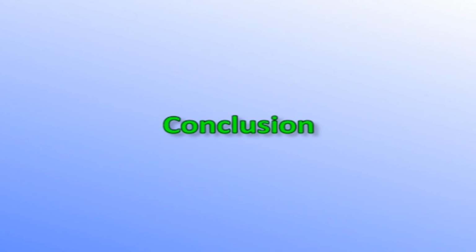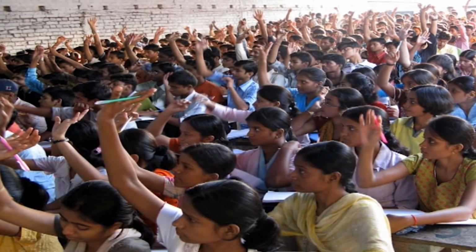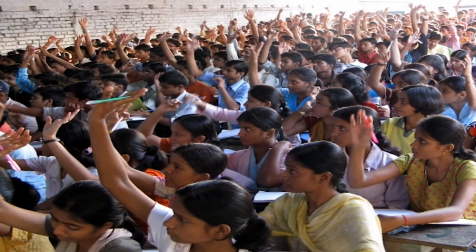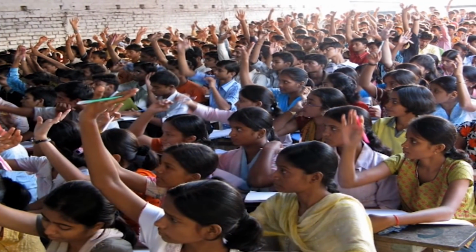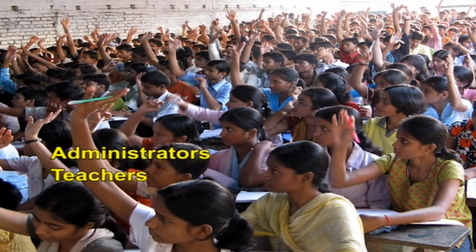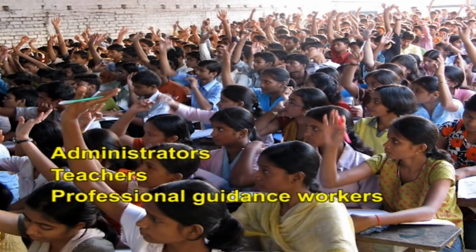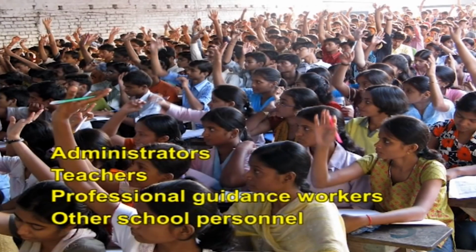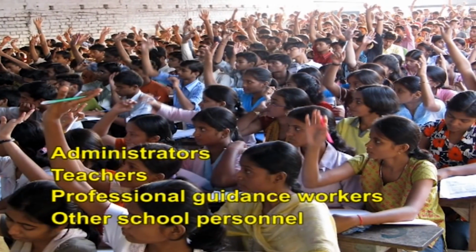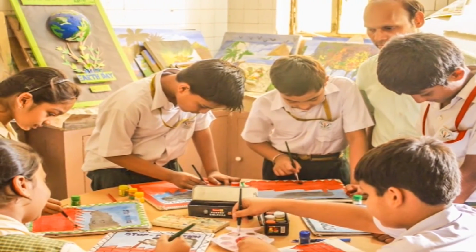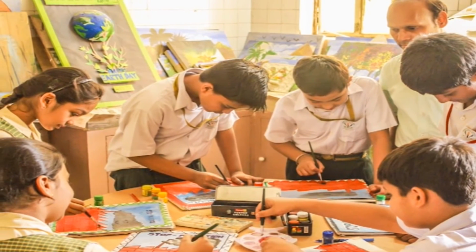Now, let's summarize. A school guidance program consists of the coordinated services of the school faculty, including administrators, teachers, professional guidance workers, and other school personnel in cooperation with appropriate community agencies. All of the services are aimed at encouraging individual and group welfare.